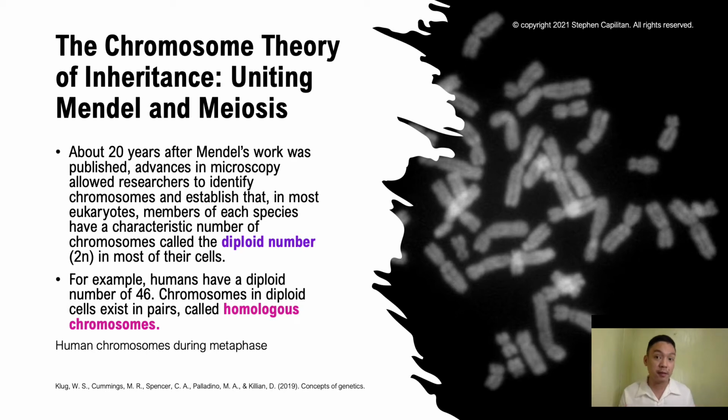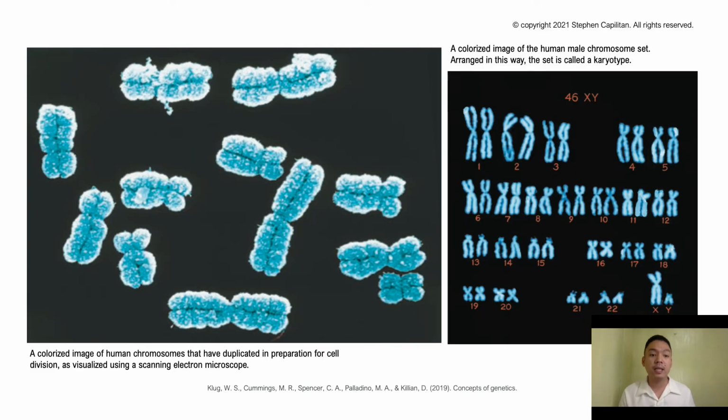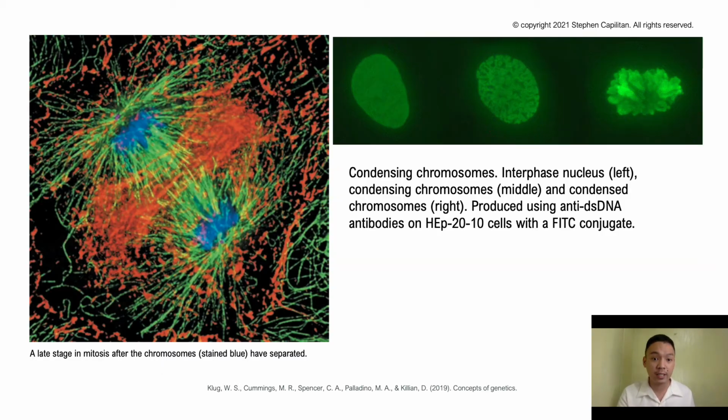You can see in the photo on your right human chromosomes during metaphase. The photo on your left is a colorized image of human chromosomes that have duplicated in preparation for cell division, as visualized using an SEM, or scanning electron microscope. The photo on your right is a colorized image of human male chromosomes arranged in a karyotype, in decreasing order of length, and lastly, it will dictate the sex of an organism.